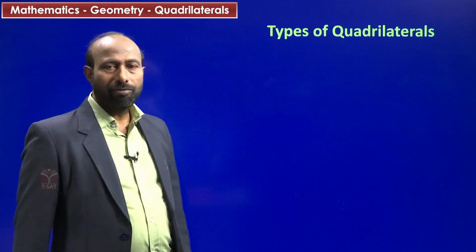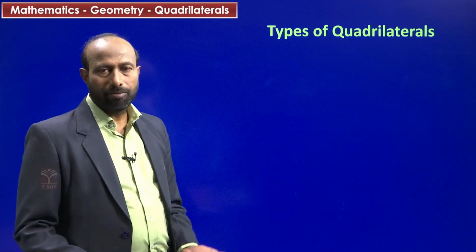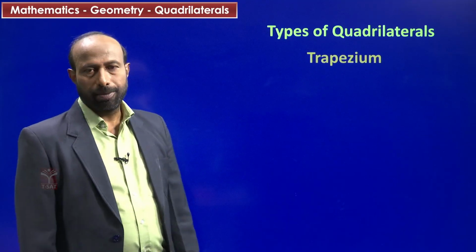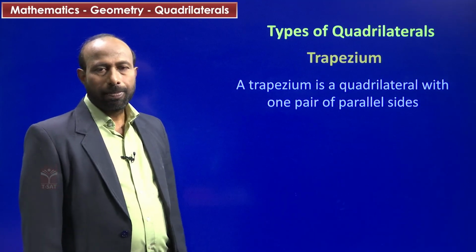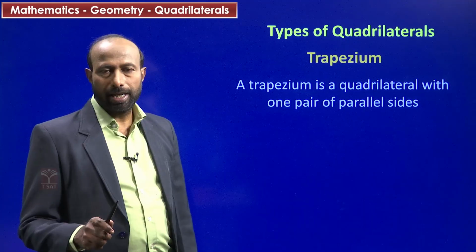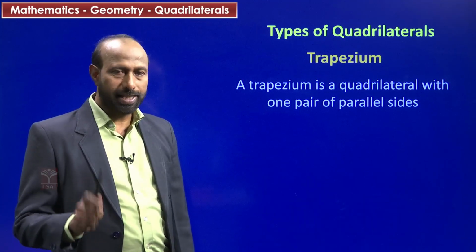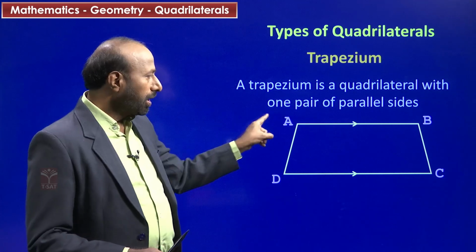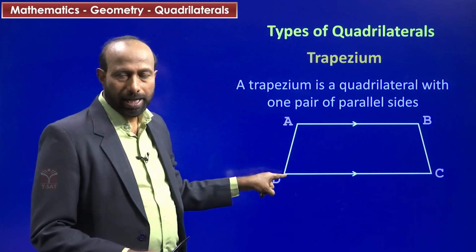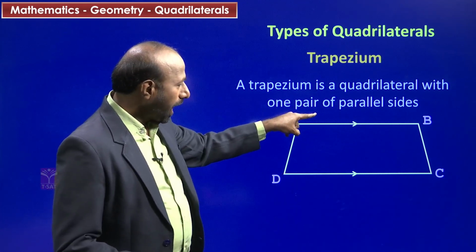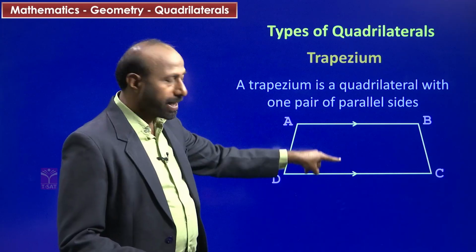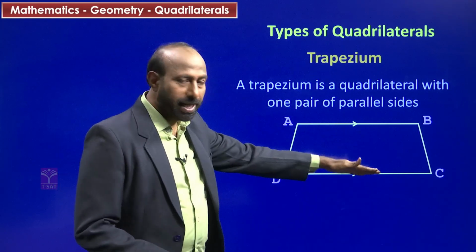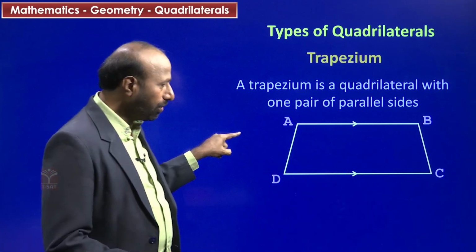Types of quadrilaterals. What are the types of quadrilaterals? Very, very important concept. First one is the trapezium. A trapezium is a quadrilateral with 1 pair of parallel sides. If we see this picture, here ABCD is a quadrilateral. Here, the arrow marked lines represent parallel lines. Here, AB and DC are parallel to each other.